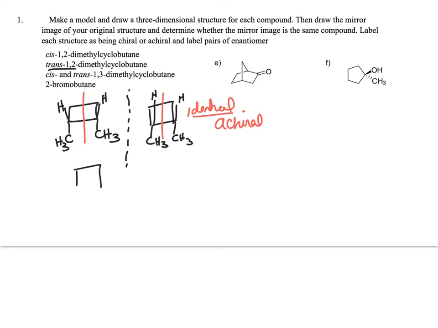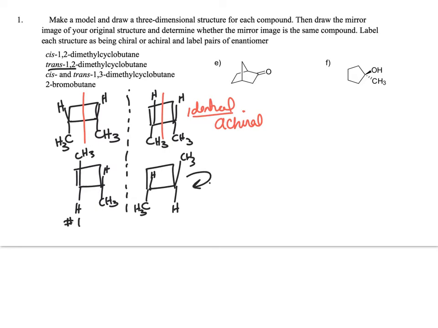And so if you draw your trans mirror image, you'd make one methyl going down, and then you'd make one methyl going up. And then if you draw your mirror image, you draw this methyl going down, this methyl going up. So this is compound number 1, and for compound number 2 you want to rotate 180 degrees the mirror image that you drew. And so what's in front will go back.